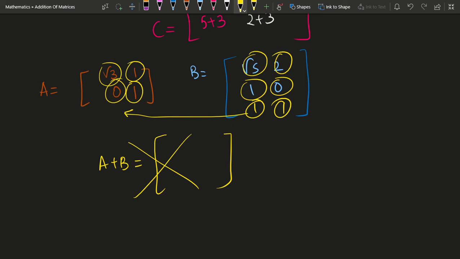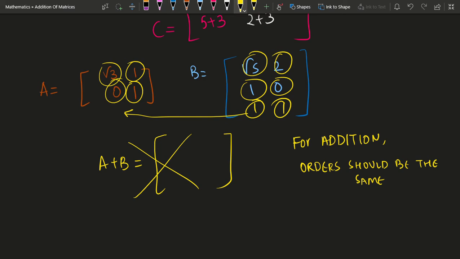So for addition, the orders of the two matrices should be the same. And that makes sense. You can't add two collections which have different numbers of rows and columns. It won't make any sense to say something like that.